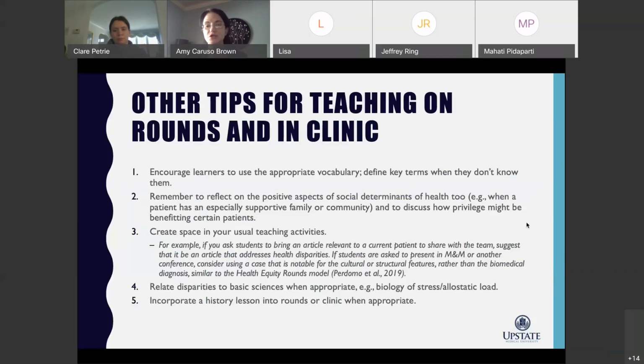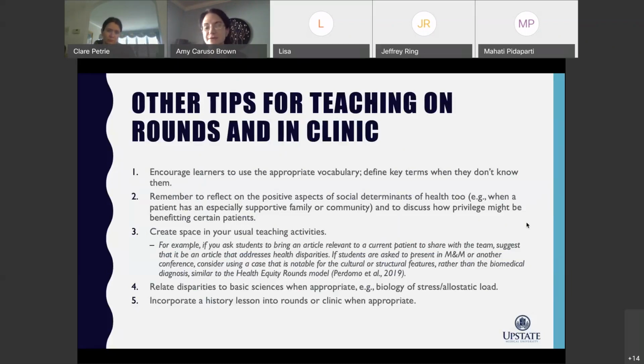Creating space in our usual teaching activities. For example, if we ask students to bring an article relevant to a current patient to share with the team, which we often do, we might suggest that it be an article that addresses health disparities. If we ask them to present an M&M, as it came up earlier in the chat, or another conference, making sure that some of the cases we use are notable for their cultural or structural features rather than just being interesting because of the diagnosis. And the health equity rounds model published last year is a really helpful one.